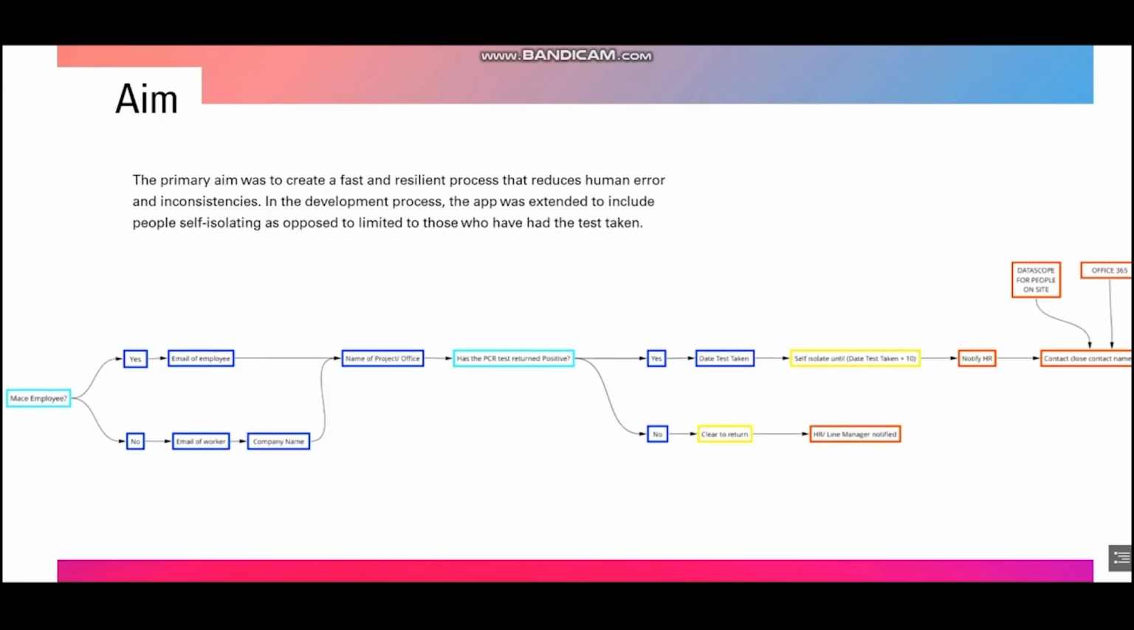The aim was to create a fast and resilient process that reduces human error as well as inconsistencies. In the development of the app, we came through multiple iterations to understand what sort of information is required from the app itself and from the user, primarily targeting the stage from symptoms onto later stages and including the test.